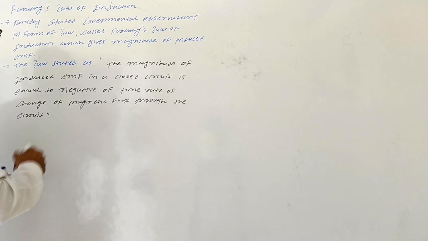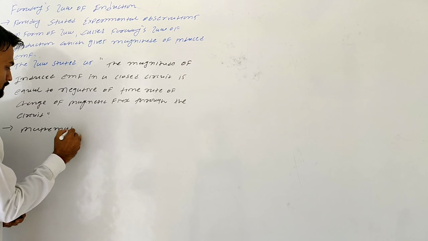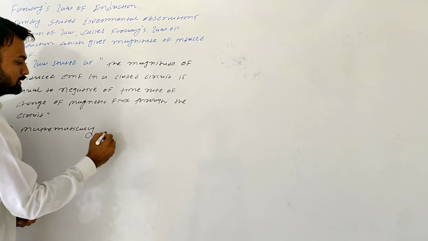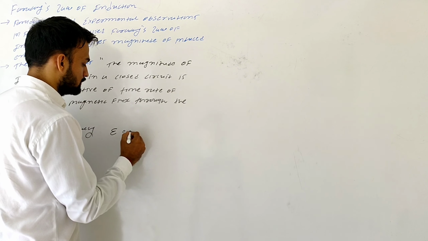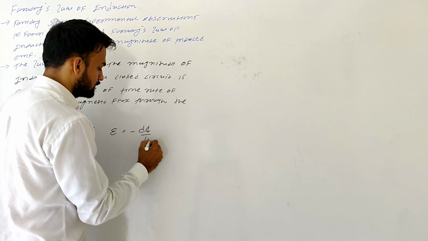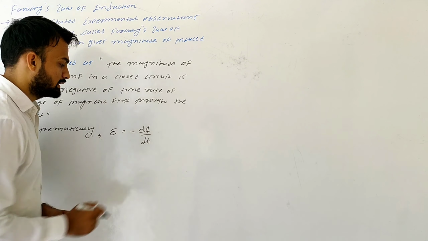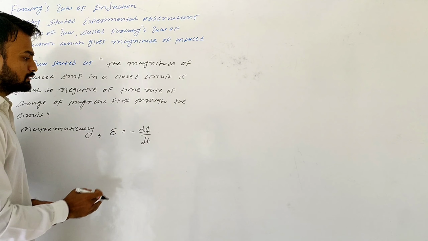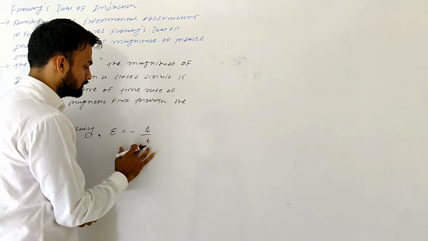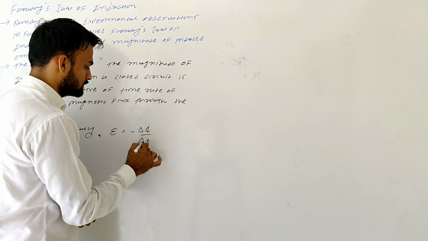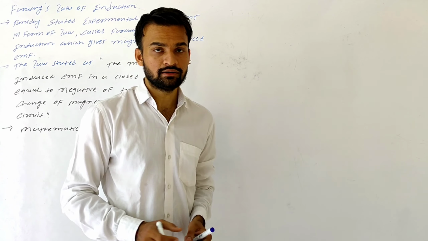Mathematically we can say the magnitude of induced EMF is equal to minus d phi by dt. Mathematically, E is equal to minus d phi by dt. And if the time interval is not small, we write the average EMF, so you can write E is equal to minus delta phi by delta t.